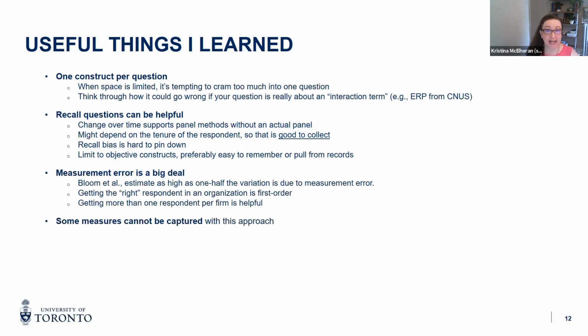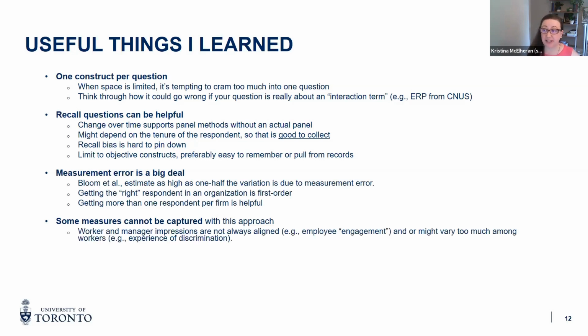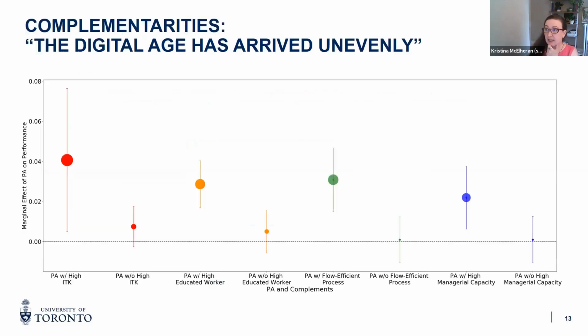And some measures cannot be captured with this approach. So if, for instance, you are interested in employee engagement, you can't ask the manager. You need to actually go to the employees. And there's ways of doing that, and I'm happy to share some of the surveys I know that can do this. And then for us, getting these workplace complements and these unobservables was very, very important.